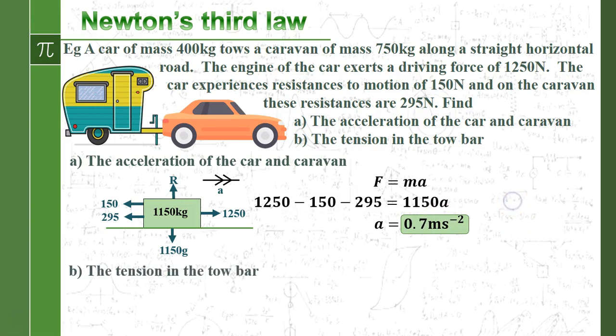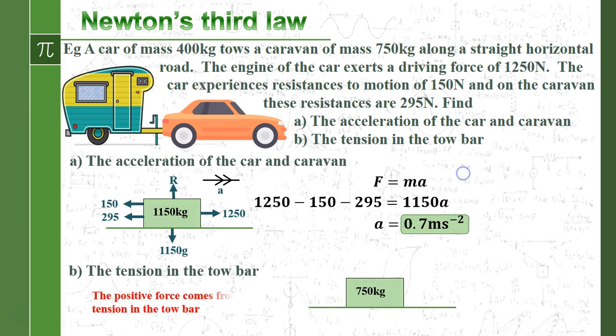Right, on we go. Tension in the tow bar. To do this, I've got to have a look at either just the car or just the caravan, and it really genuinely doesn't make a difference. I've decided to go for the caravan here, so let's consider just the forces acting on the caravan. What I've got is the tension in the tow bar, and then the resistance to motion that's acting on the caravan. All the other forces, that's the driving force and the other resistance to motion, are acting on the car, so I don't need to consider them.